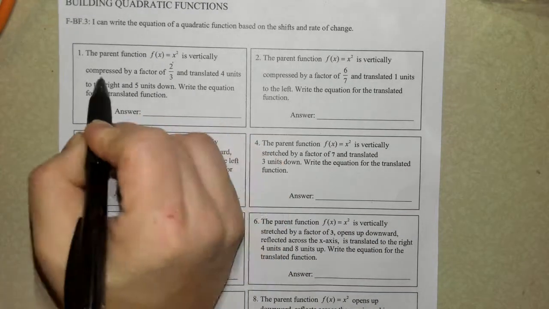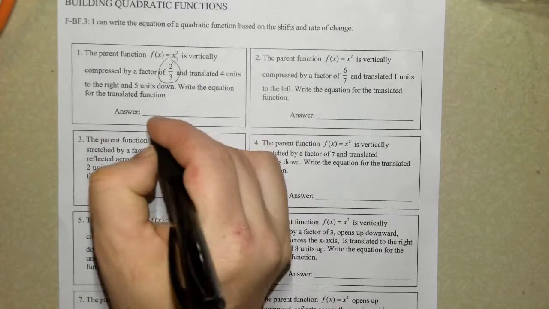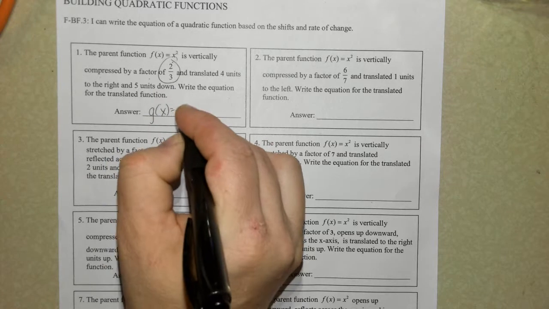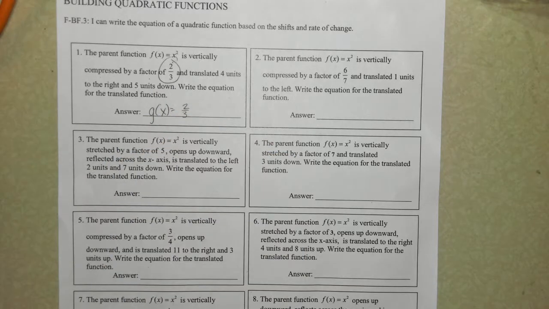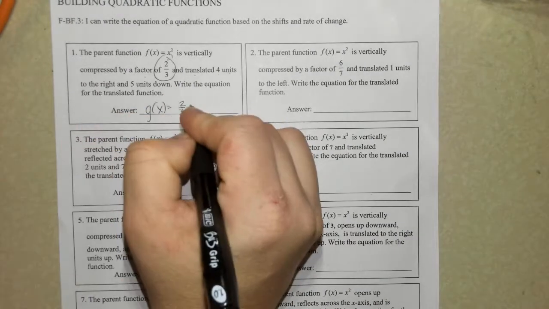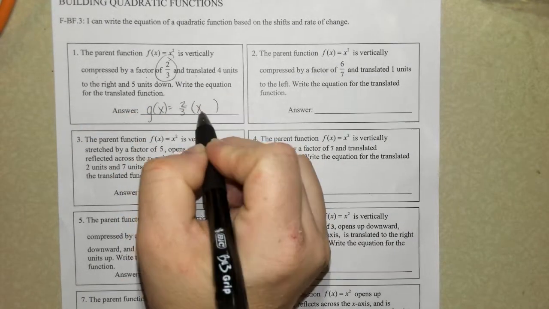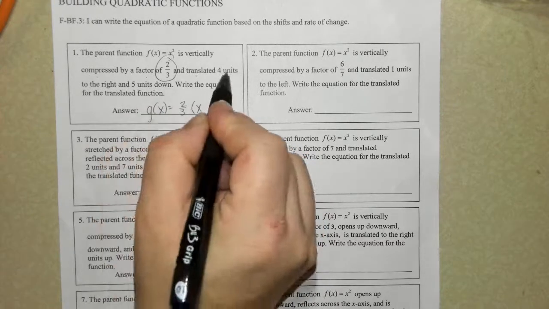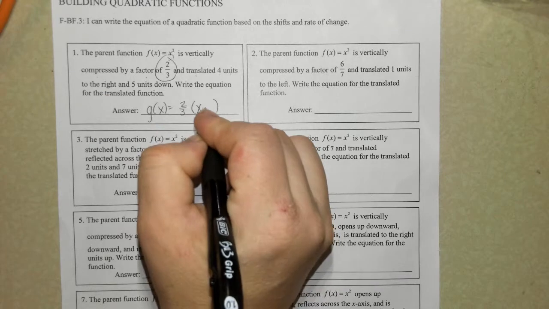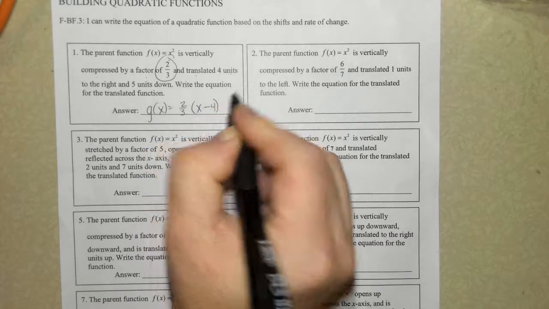It says it's going to be vertically compressed by a factor of 2/3. So I'm going to write g of x equals, so 2/3 is out front. Why is it compressed? Because it's between 0 and 1. It says this function is translated 4 units to the right. Remember, inside describes the horizontal change. 4 units to the right, it's going to be opposite. So instead of going plus 4, it's going to be minus 4.